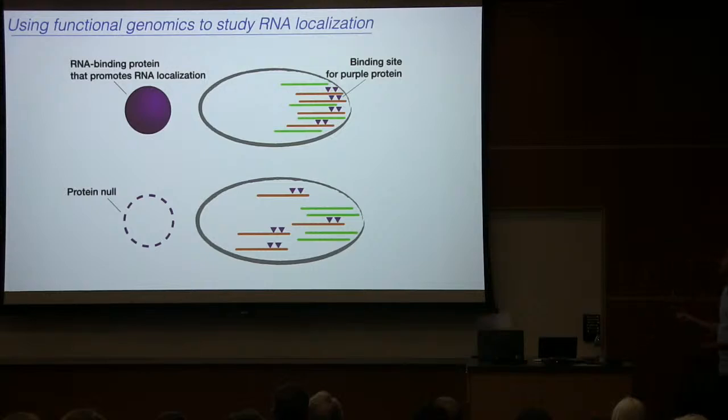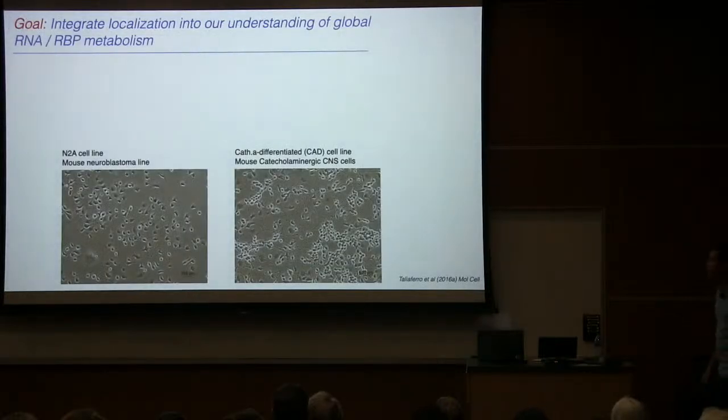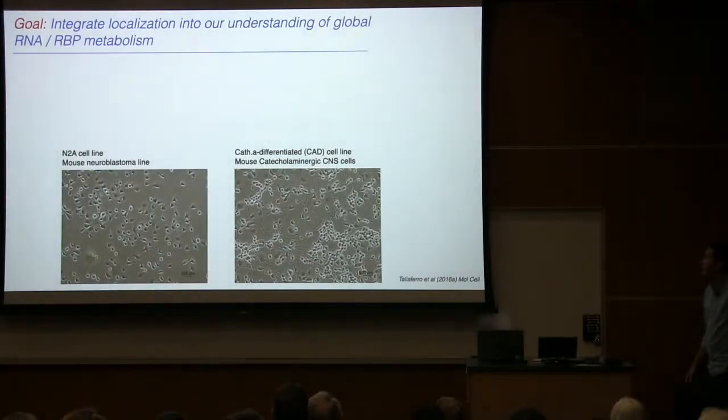So if we want to do this, we need a way to isolate subcellular transcriptomes and sequence them. How can we do this? We started with neuronal systems, and I'm not a neuroscientist, so these are not primary neurons, although all the experiments I'm going to tell you, we have recapitulated in primary neurons, and all of our main findings hold.